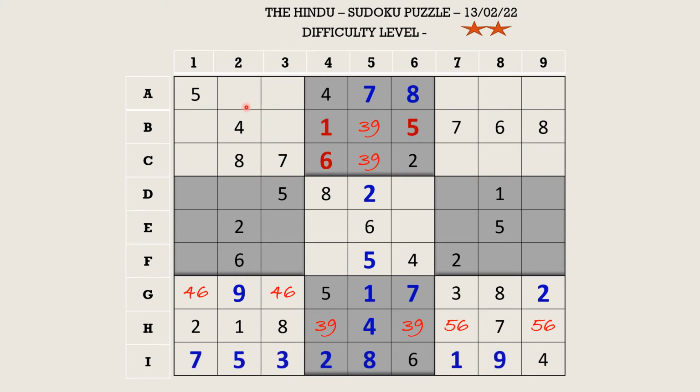In column 2, there are 2 missing numbers, that is 3 and 7. There is a 7 blocking here, so A2 takes 3 and D2 takes 7.